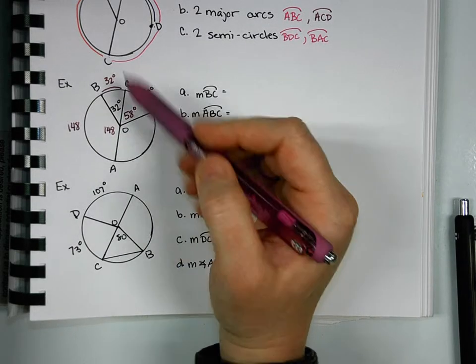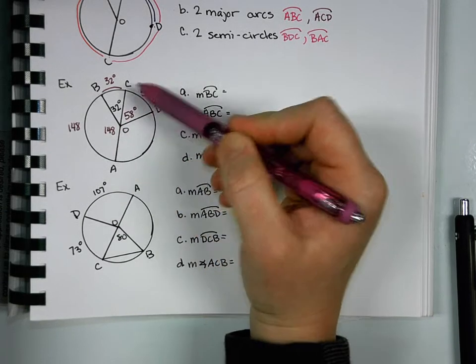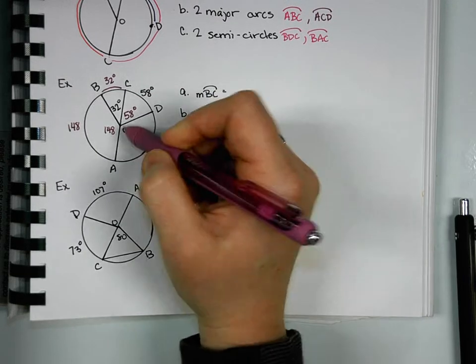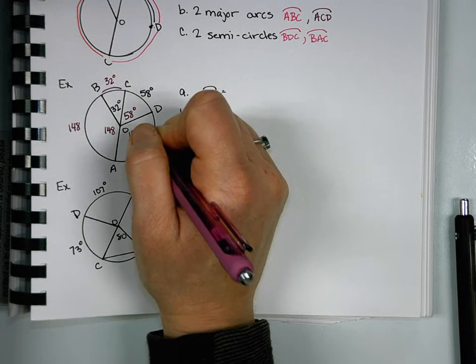Okay, that's one way to do it. Add up the 3 you know and subtract from 360. Or if you recognize that you have another semicircle, 180 minus 58 will give you 122. So you'll have 122.